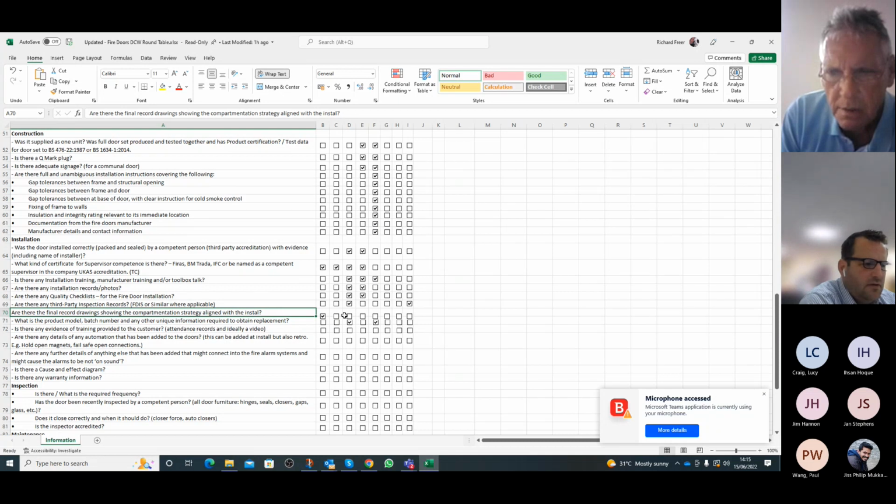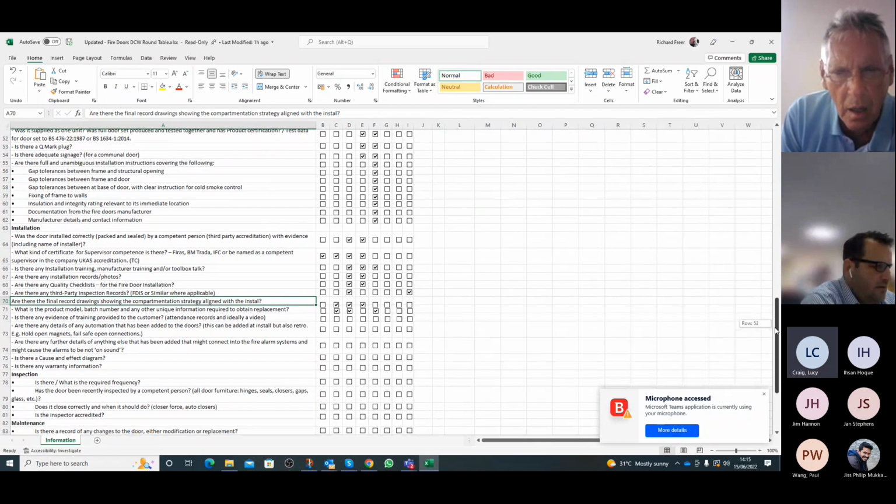No, that's not just the designer. You've put the client, but if you put the designer, the main contractor, and the installer, they should all be making sure that they're all aligned with the latest set of compartmentation drawings.